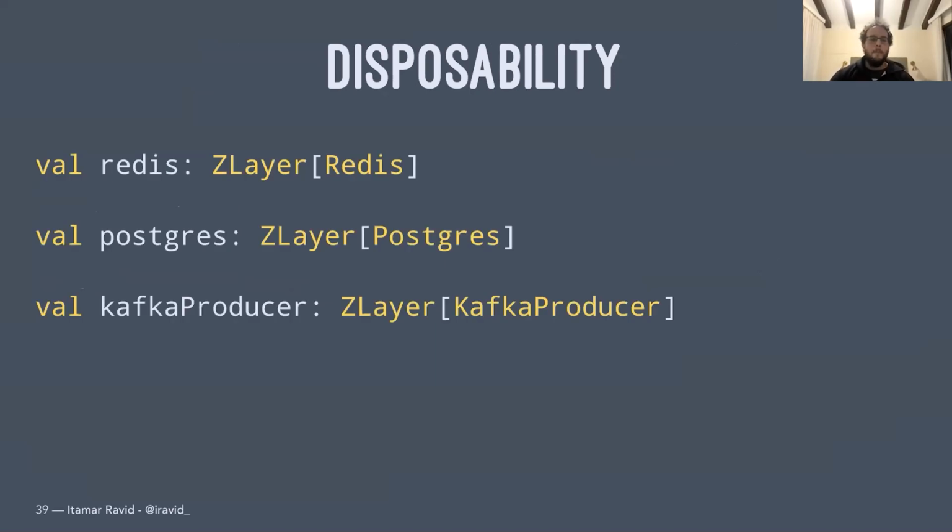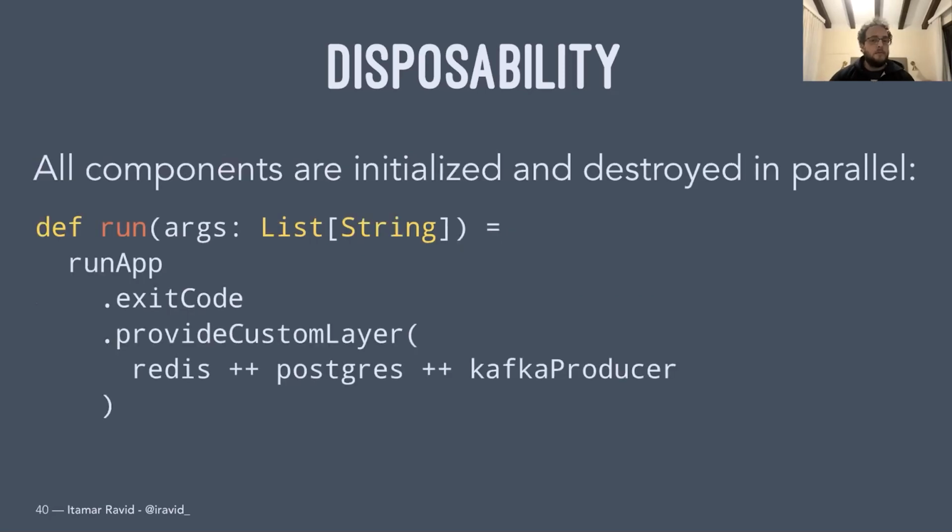If we've got a bunch of dependencies in our application, like a Redis connection, a Postgres connection and a Kafka producer, and we've described all of our dependencies as ZLayers and then provided them to our application using provideCustomLayer with the concatenation of these layers, well, ZLayer will take care of initializing everything in parallel and destroying everything in parallel and guaranteeing that everything is actually destroyed.